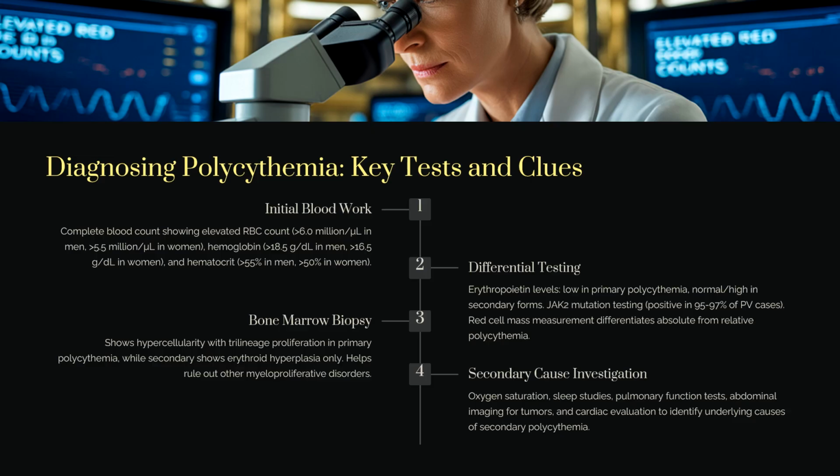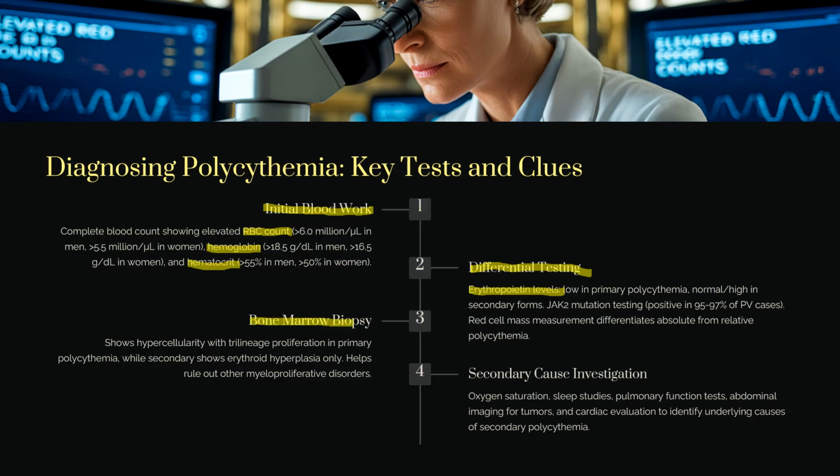How can this polycythemia be diagnosed? Number one, initial blood work. Complete blood count showing elevated RBC count, hemoglobin count, and hematocrit. So three things we have to take into account: RBC count, hemoglobin value, and hematocrit value. If all are increased, then a person is suffering from polycythemia. Now, this is initial blood work. What is differential testing? Erythropoietin level. We have to look for the erythropoietin level.